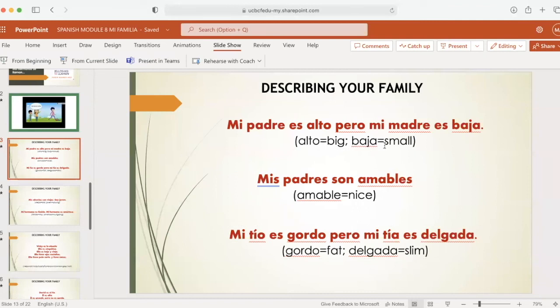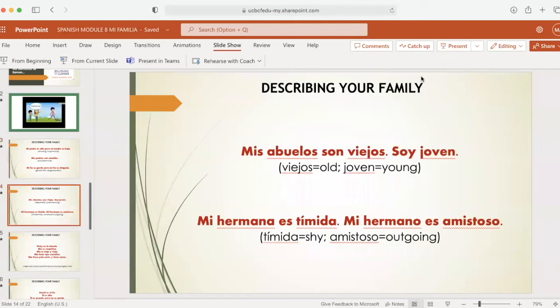Okay. Repite, por favor. Mi padre es alto, pero mi madre es baja. Mis padres son amables. Mi tío es gordo, pero mi tía es delgada. Okay, I can only hear same voices. What about the rest?